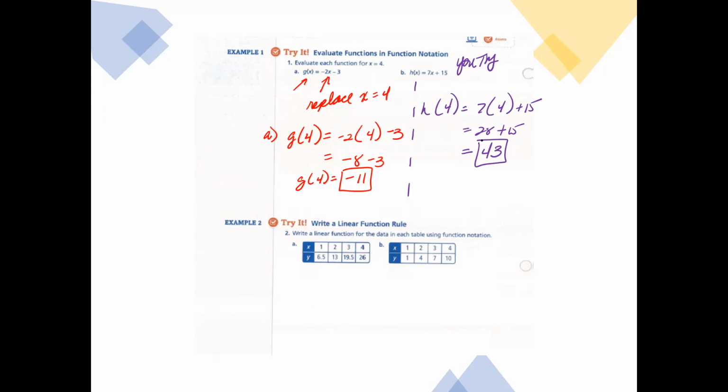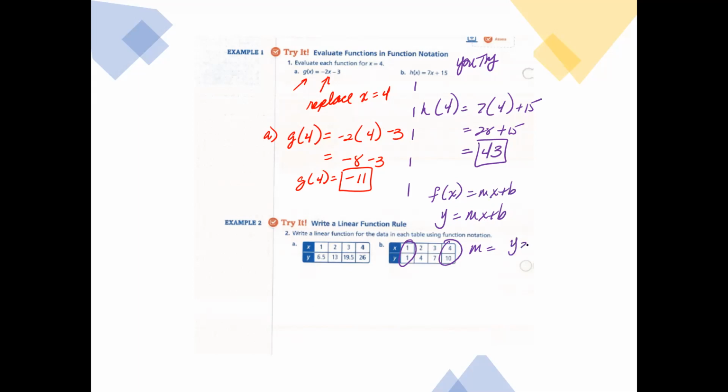Okay, let's go ahead and take a look at 2. It says write a linear function for the data in each of the tables using function notation. Now, if you take a look at this, it's kind of like having sets of points, right? So I'm just going to go ahead and choose 2 points right there. And you can use the slope formula, so that when you're done with the slope formula, you find the y-intercept, you will have y equals mx plus b, which is the same thing as f of x equals mx plus b.